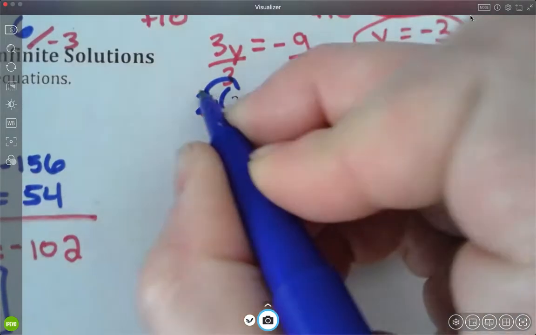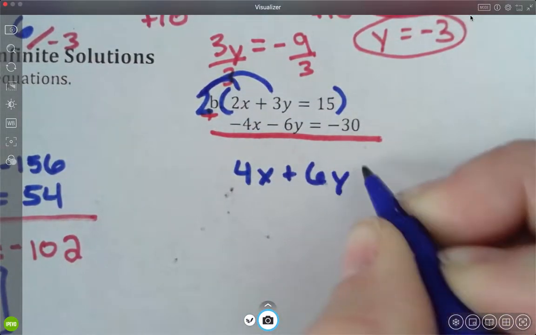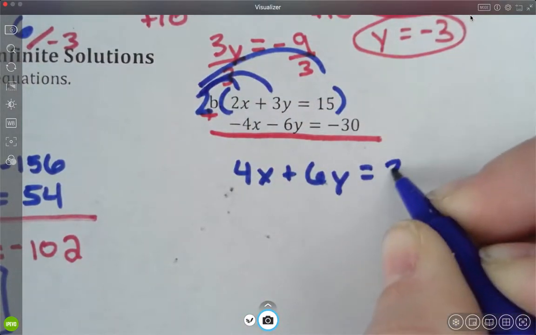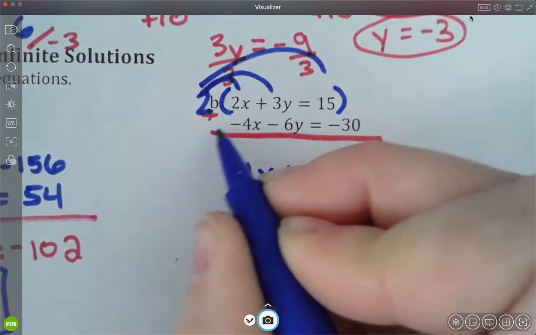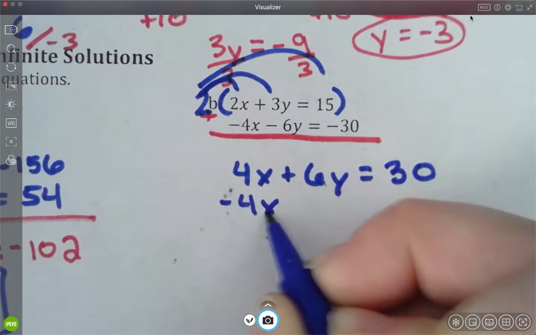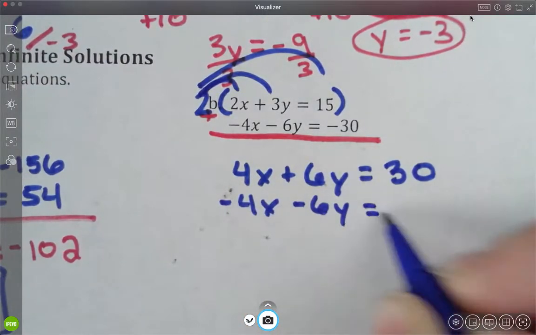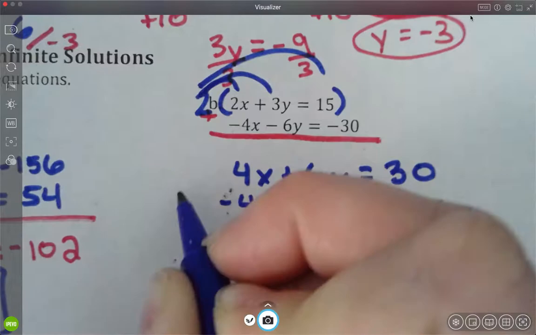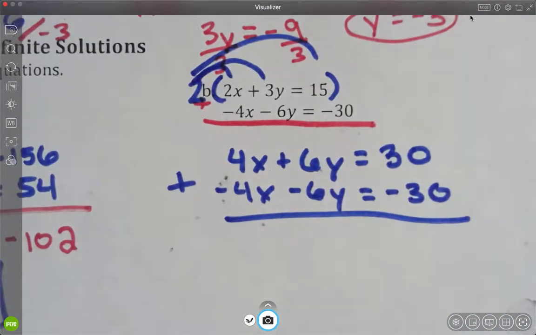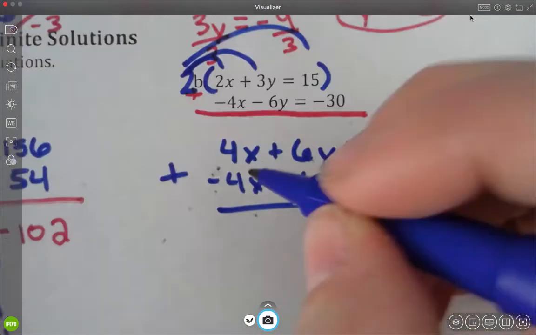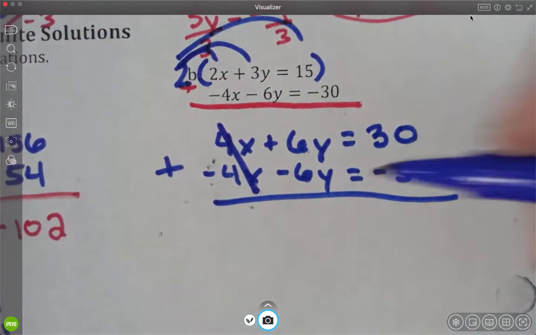4x plus 6y equals 2 times 15? 30. Okay, now I'm going to rewrite the second one. So negative 4x minus 6y. We did not change this one. Let's add them together. What's 4x minus 4x? Goes away. 6y minus 6y. Goes away.